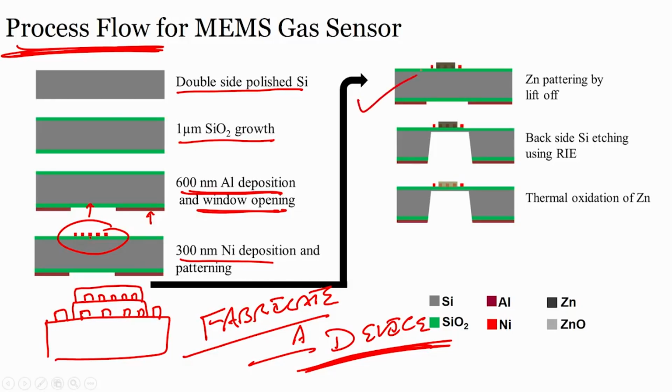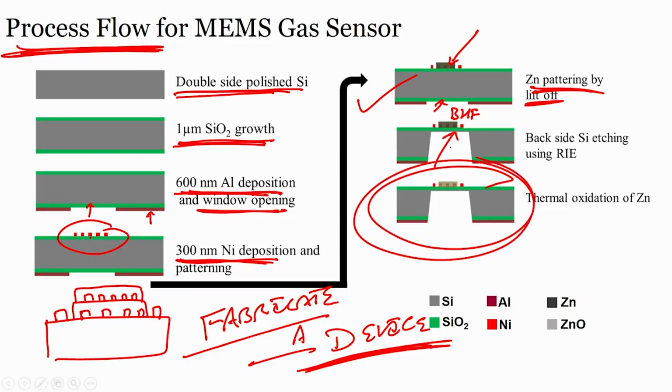This is what it is here. We have double side polished silicon, then we have 1 micron SiO2, then we have 600 nanometer aluminum on the backside, then on the front side 300 nanometer nickel deposition, and we pattern it. Then we grow the oxide, and on that oxide we grow the interdigitated electrodes, and then on that we have zinc patterned by a technique called lift off or lithography. Then on the back side we remove this oxide with the help of buffer hydrofluoric acid, we etch the wafer, and when you do this you can have the sensor. This is a process flow for fabricating a sensor.